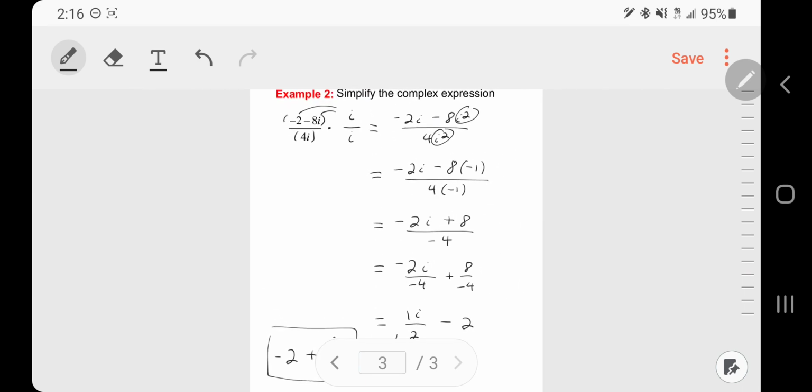Okay, so again, when you're rationalizing these, you're just multiplying the numerator and denominator by i in order to get a real number in your denominator and get rid of any imaginary numbers that you have in the denominator. In your final answer, you should only have imaginary numbers in your numerator.